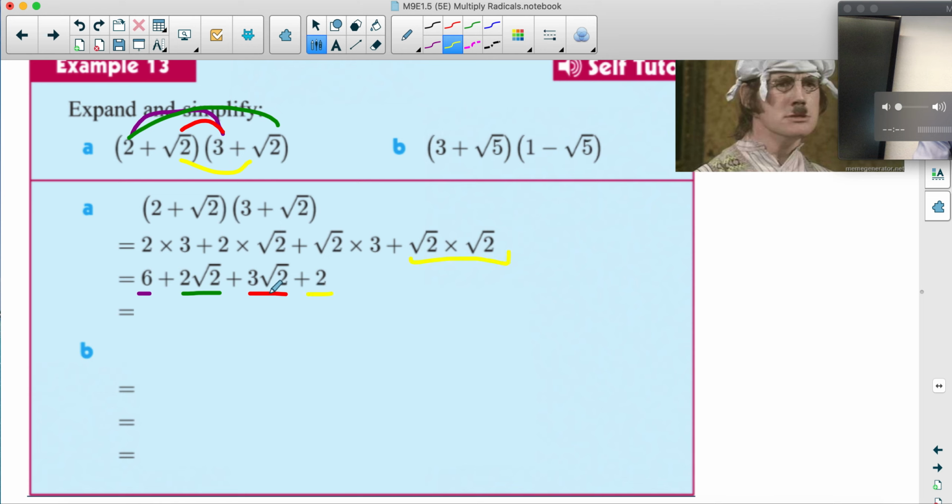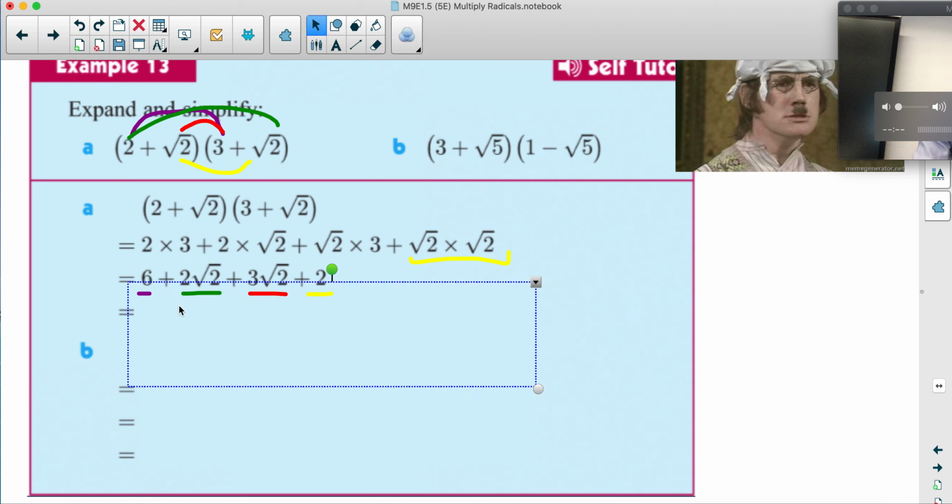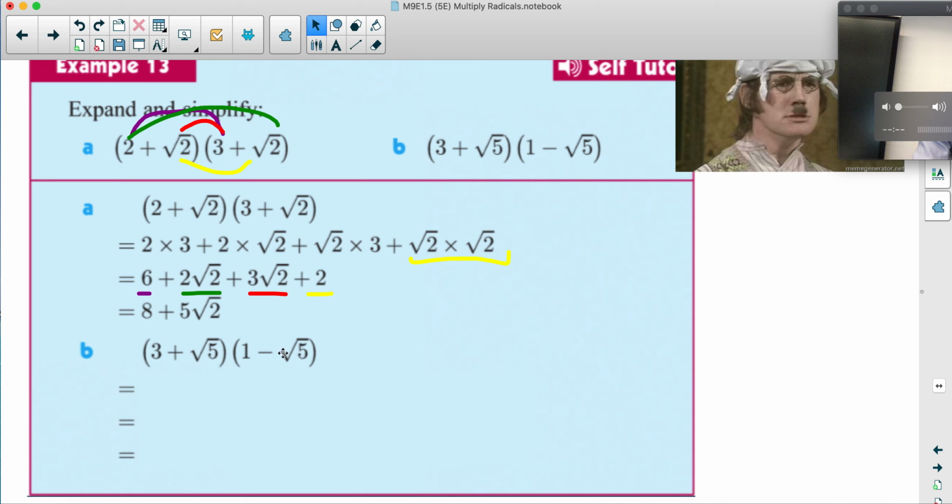And then we can just put the regular numbers together and the obnoxious radicals together. And you end up with this. Boom. Oh, that's our next one. Is 8 and then 5 root 2's. 2 root 2's here, 3 more over there.